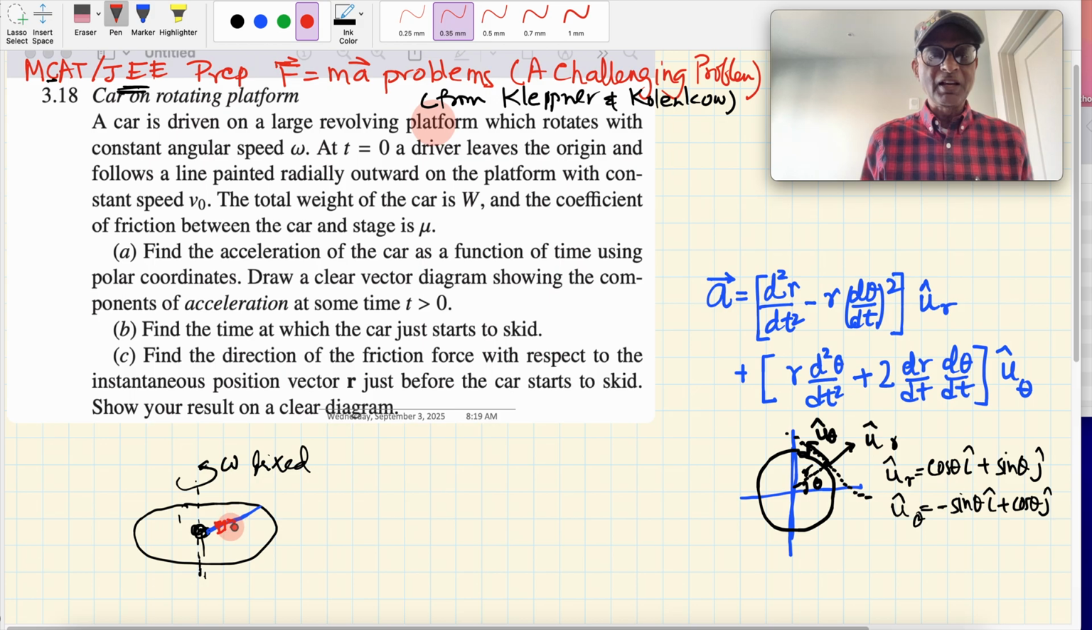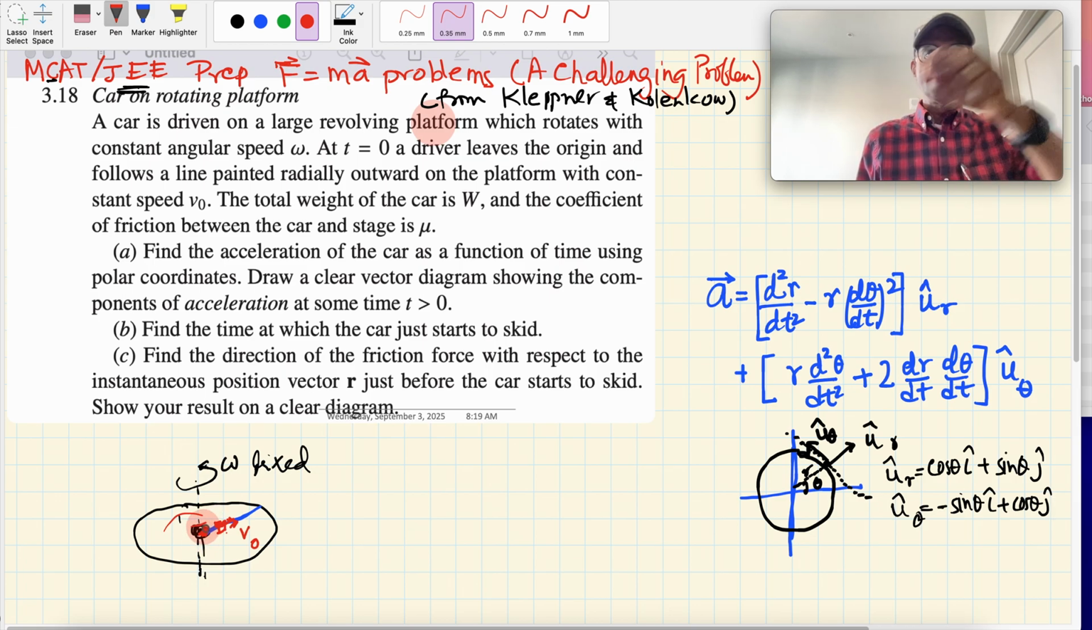It's supposed to drive along that line at constant speed. So at t equals 0, the car starts really near the center and follows a line painted radially outward. So the car is going to go on that line. The car is rotating with the platform as well as moving outward at some speed v0. Of course, the velocity in space is changing around, right? It's just going around like that.